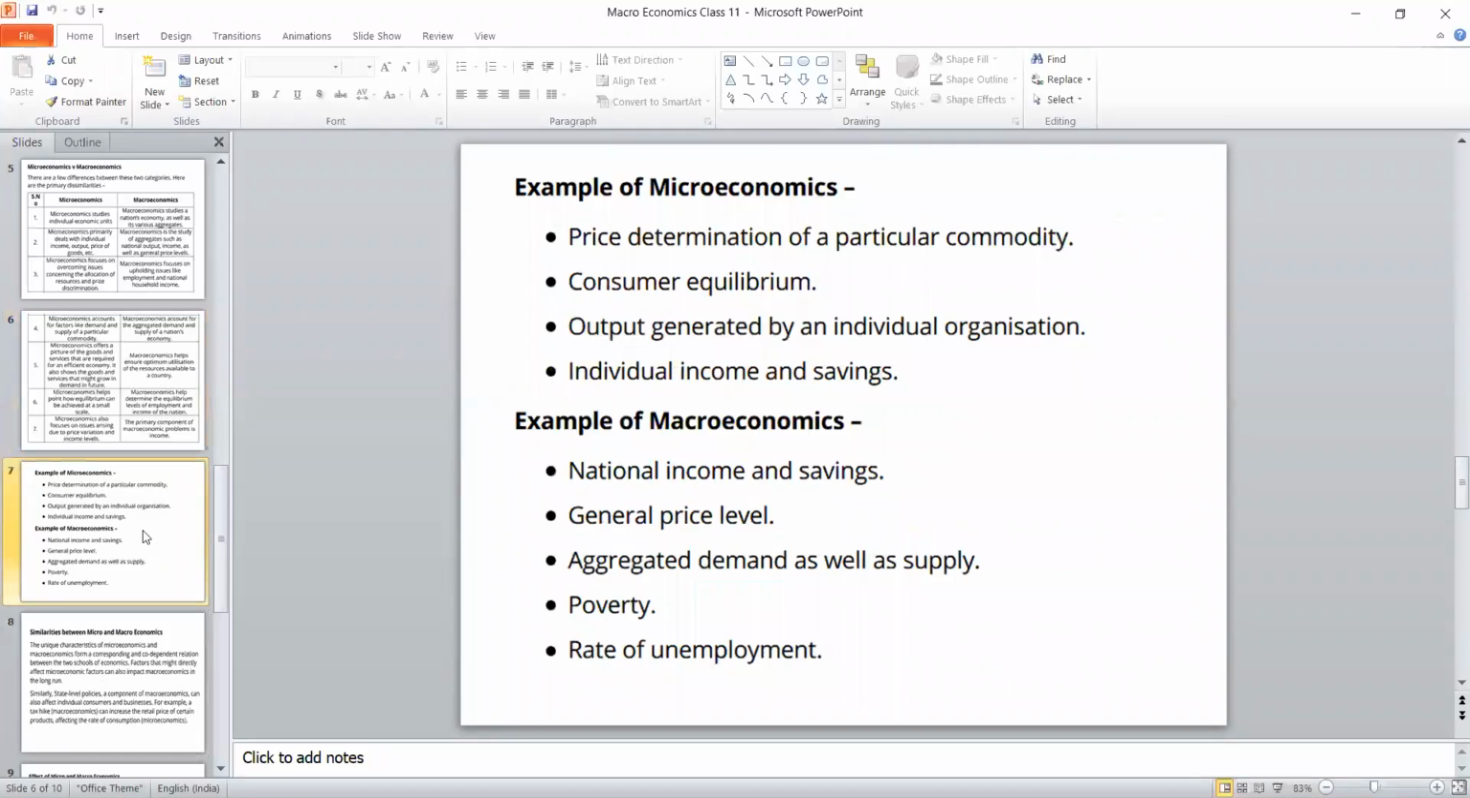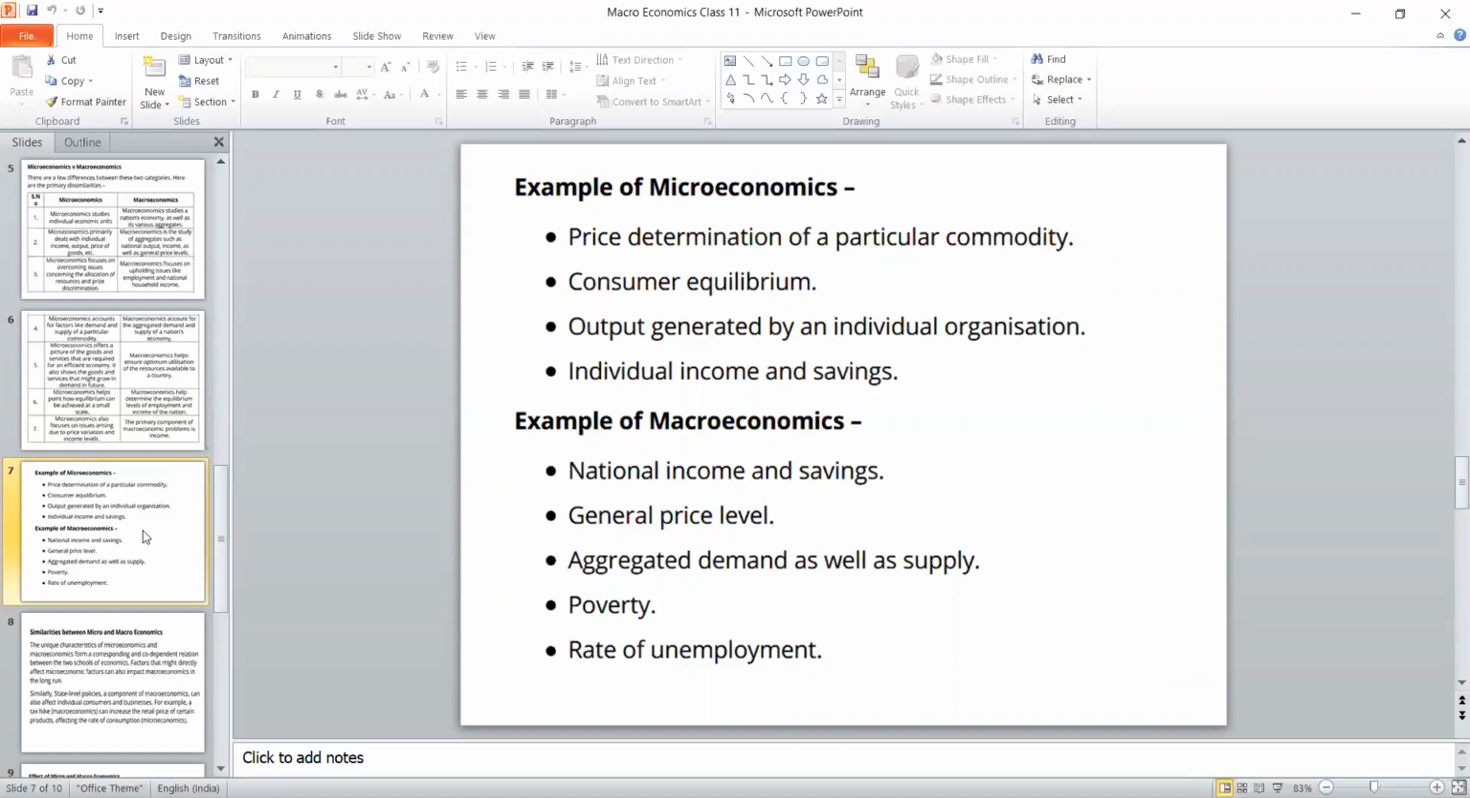In addition to that, there will be some case studies. Suppose how to finalize the price of a particular product, whether it is micro or macro, you should be clear that it is micro because we are talking about a particular product. How to achieve consumer equilibrium? Once again, it talks about equilibrium for a particular individual called a consumer. So it is micro in nature.